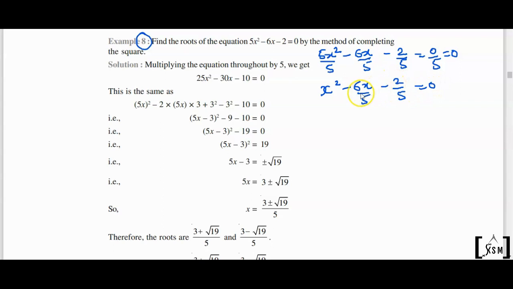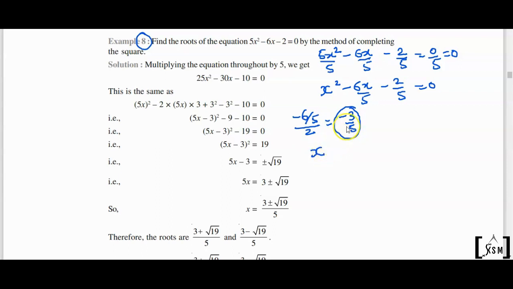The same process we will do, guys. The x coefficient here is −6/5. So this number we divide by 2. I hope you understand how to divide that. So you will get −3/5. So we got −3/5, and we'll use this for completing the square.